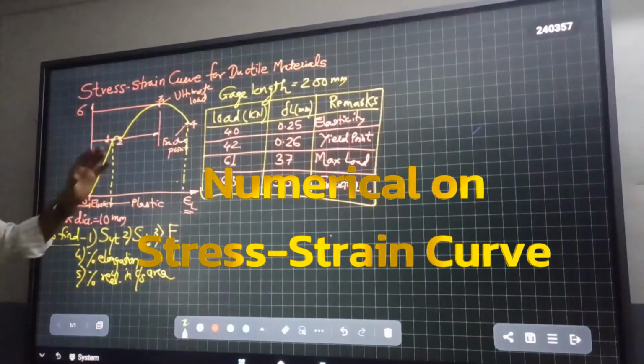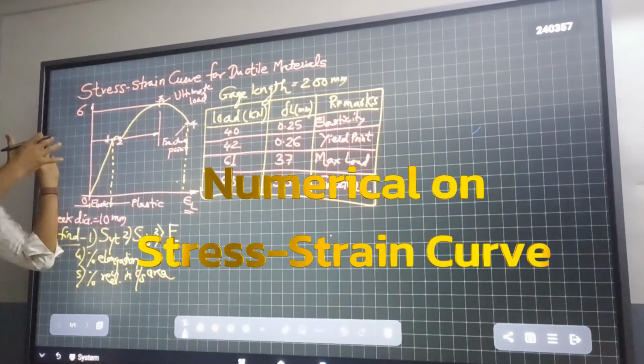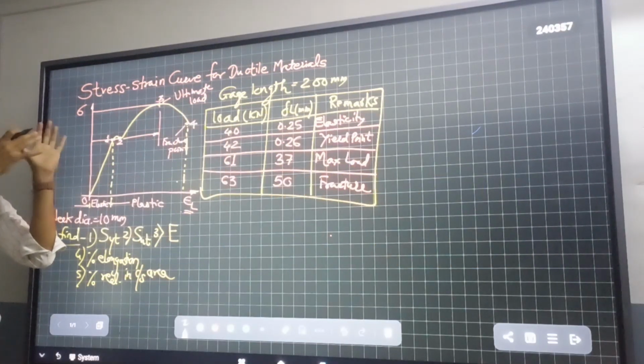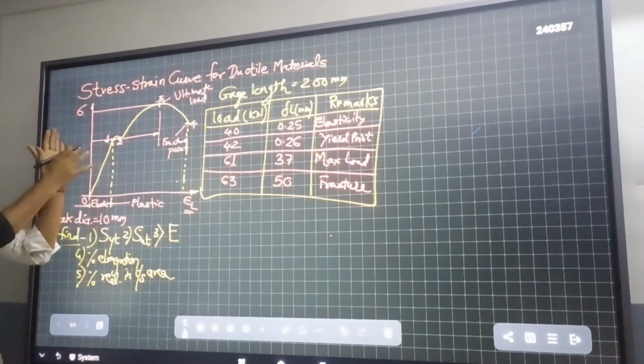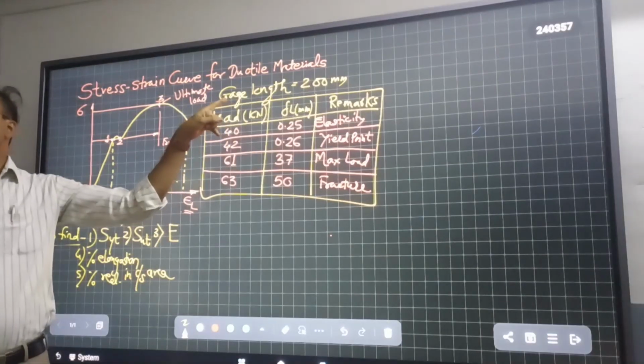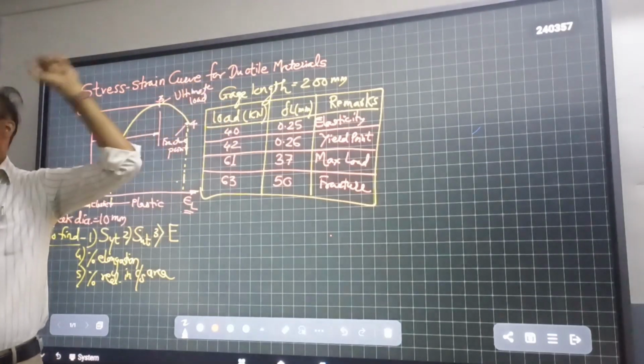Given values, I can correlate the given data with this diagram. This numerical is totally based on stress strain curves. Given values are like this. First, what is gauge length? Now, what do you mean by gauge length?